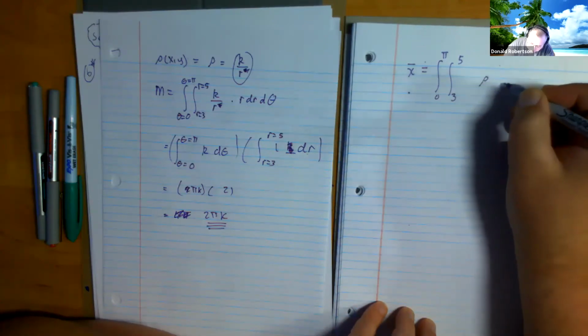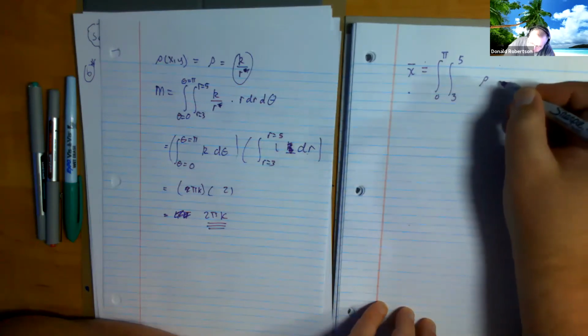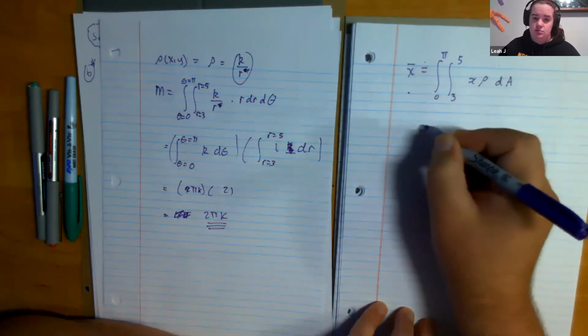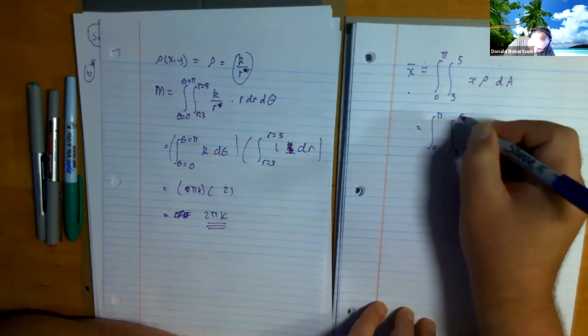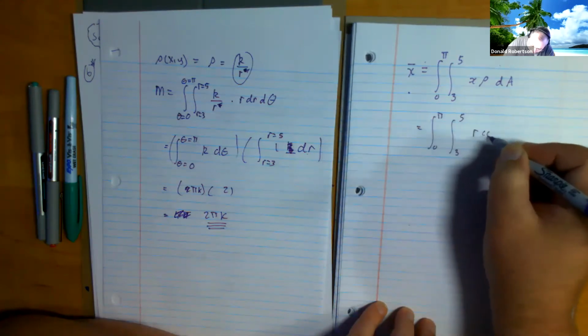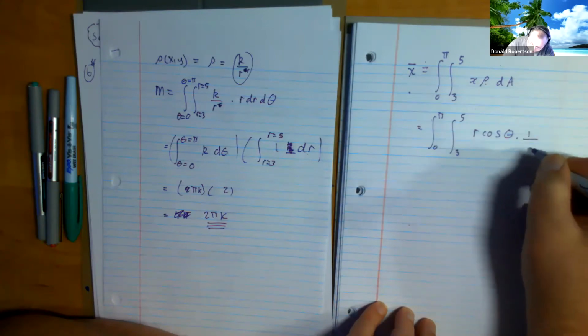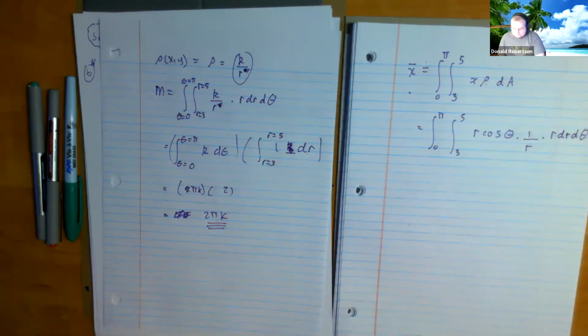You have the density function, right? But what else do you have in front of it? We have an x. So that means it's going to be 0 to pi, 3 to 5. X is going to become r cos theta. This fella is going to be 1 over r. And then you're going to go r dr d theta. Are we cool with that?